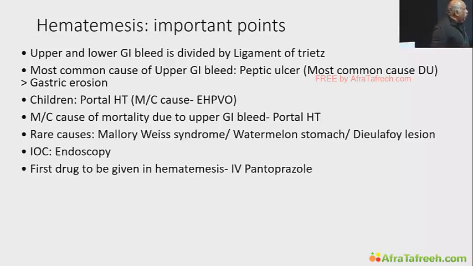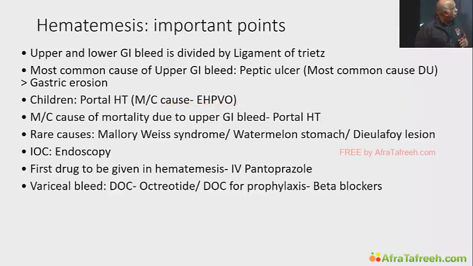The first drug to be given in any hematemesis, unrelated to cause, should be IV pantoprazole. There are reports suggesting IV pantoprazole reduces mortality. So the first drug is IV pantoprazole. Variceal bleed, drug of choice is octreotide; for prophylaxis, beta blocker.